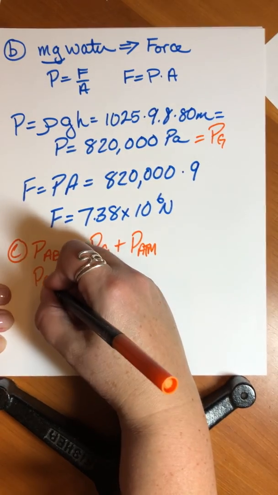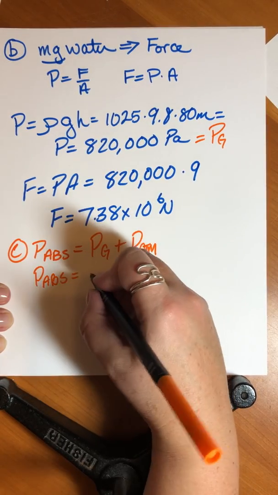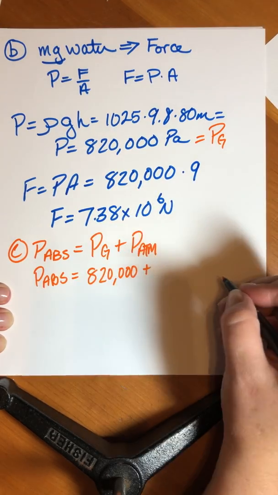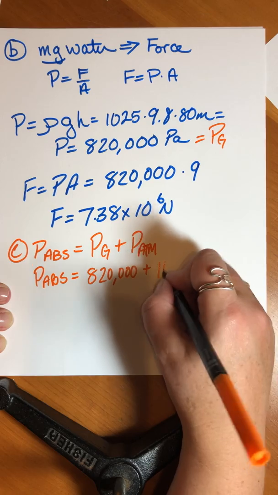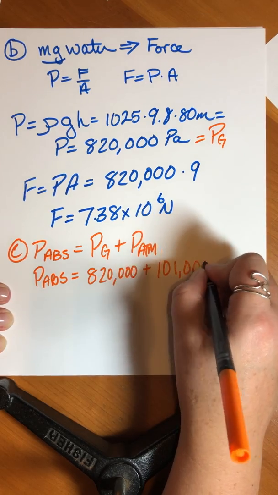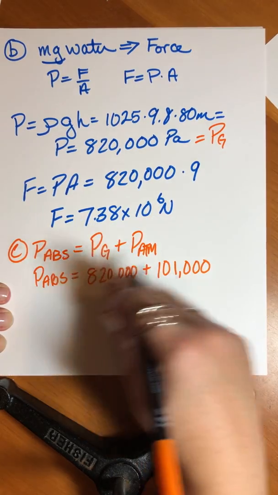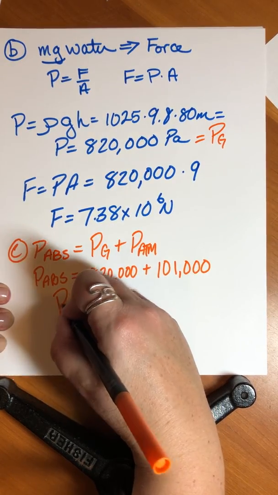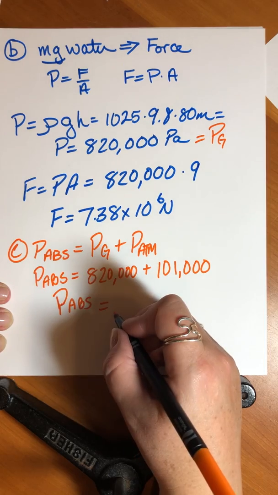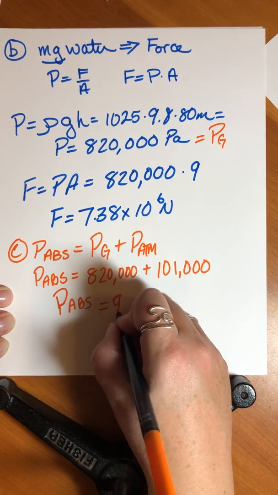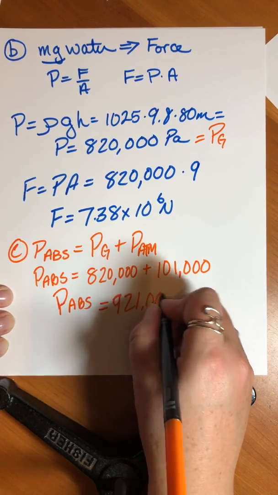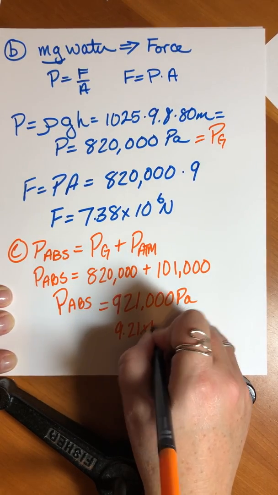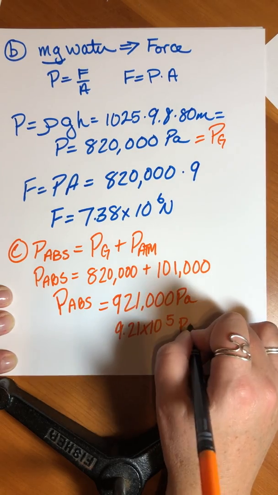So here P absolute equals 820,000 plus, in pascals, I'll just write the atmosphere as 101,000, because that's just kind of writing it out. I've been writing things out here. So P absolute equals, what do we get? 921,000 pascals, or 9.21 times 10 to the 5th pascals.